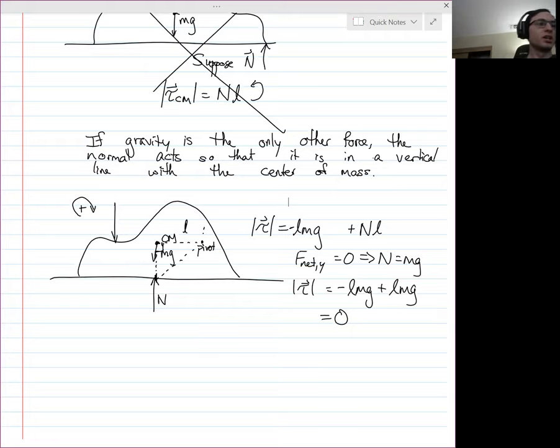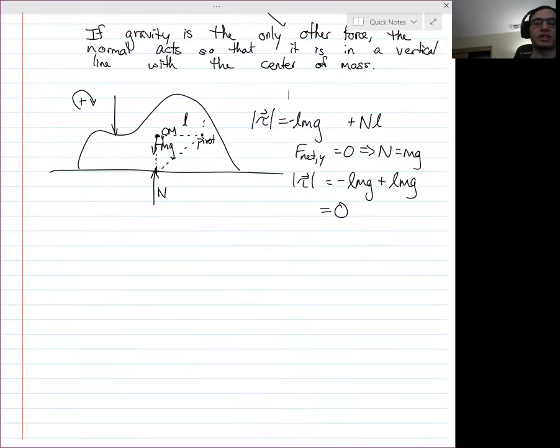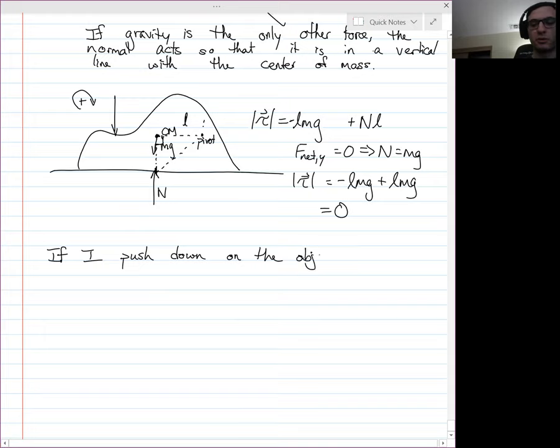So, the next question is, what if gravity isn't the only force? So, if I push down on the object, say with my thumb, then you might ask, where is the normal force?